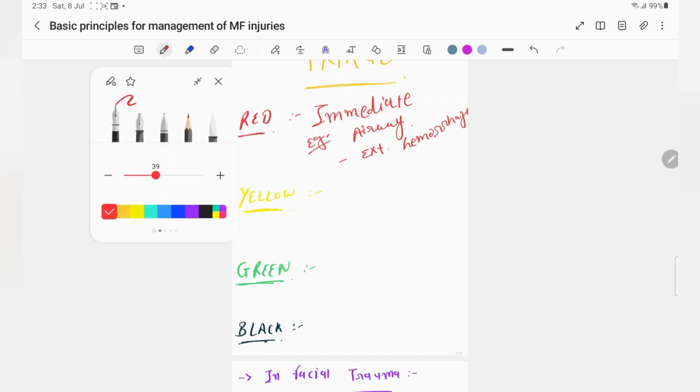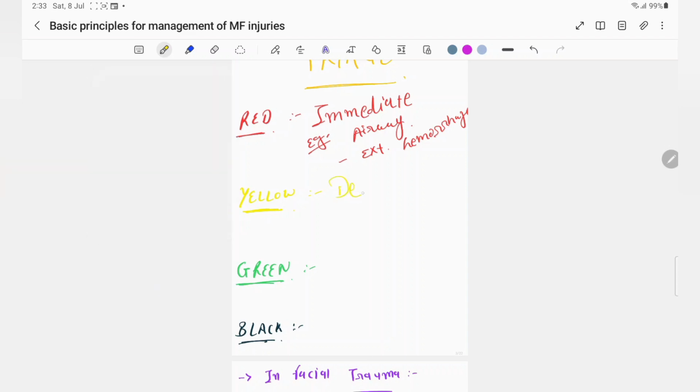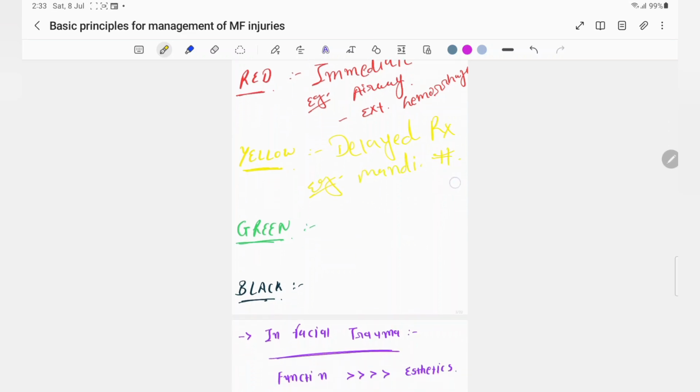Then we have the yellow category. This is the group of patients who need delayed treatment. Meaning they are injured, the injury is somewhat more serious and they will need treatment too, but it is okay if it is delayed. For example, mandibular trauma, I mean sorry, mandibular fracture. Okay, so in this group we have to go for yellow.